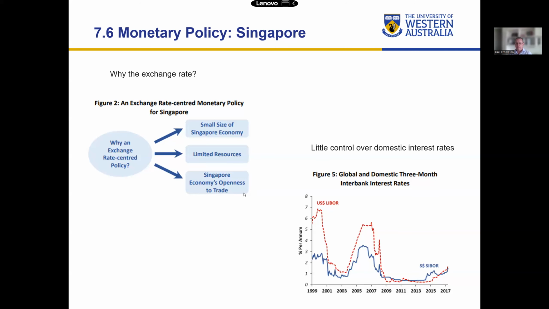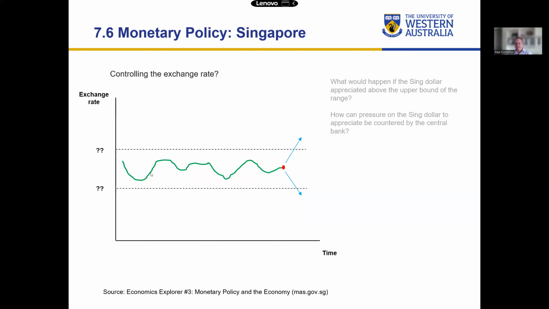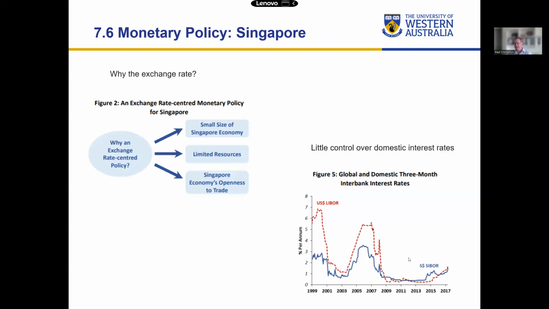Then, of course, if we go back to the need to stabilize the exchange rate, one of the important implications of that is you really do lose control over your domestic interest rates. You'll lose control over your domestic interest rates. And what happens, or what is happening in Singapore, is this.